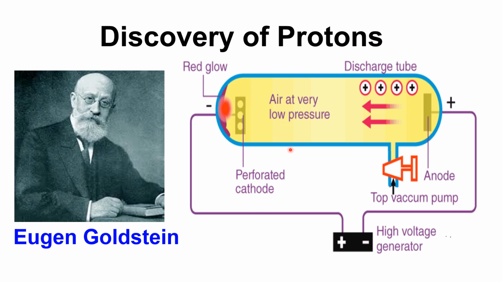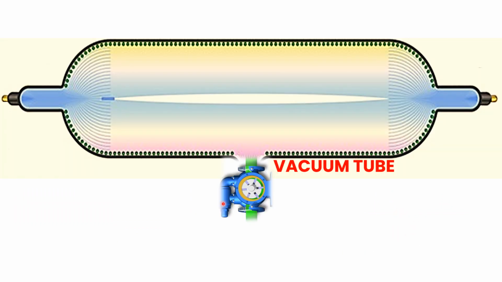in the cathode ray tube. Dear student, a cathode ray tube is basically a vacuum tube. It is a highly evacuated glass tube. The cathode ray tube is evacuated by a vacuum pump. The vacuum pump basically removes the air or any other unwanted gas molecules from the inside of the cathode ray tube.